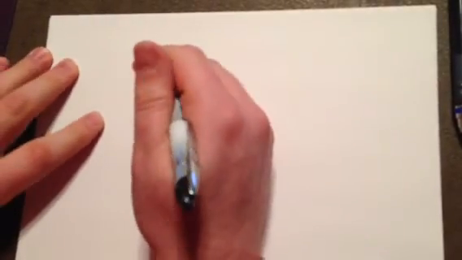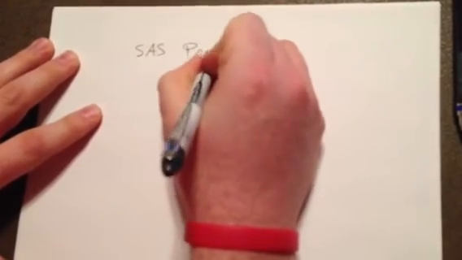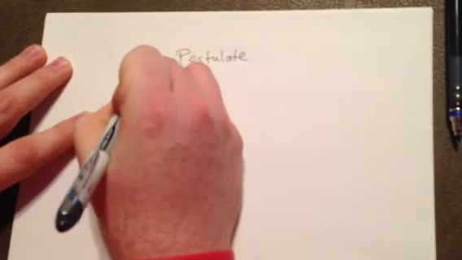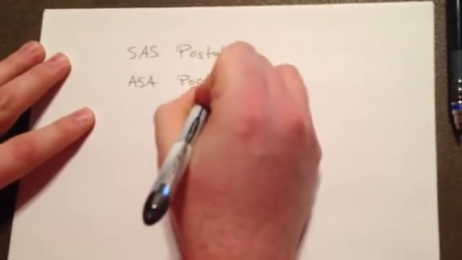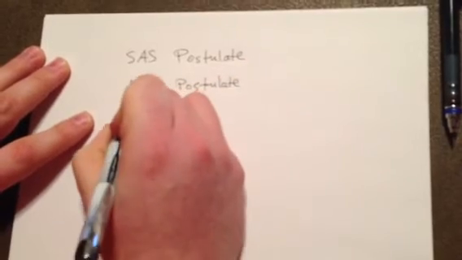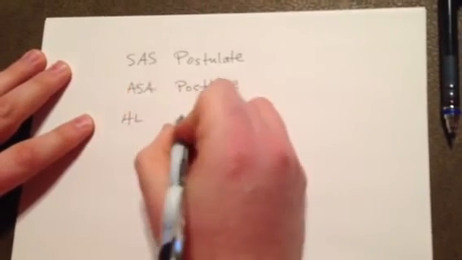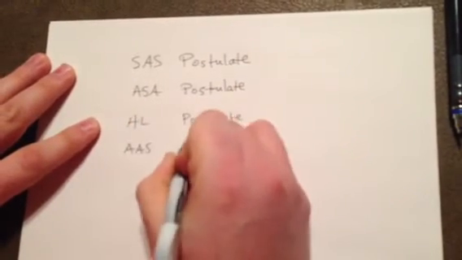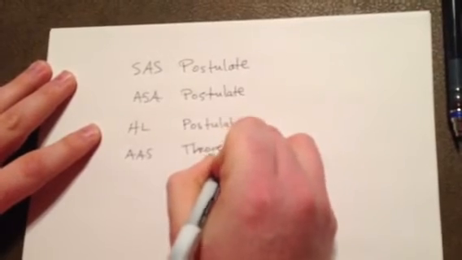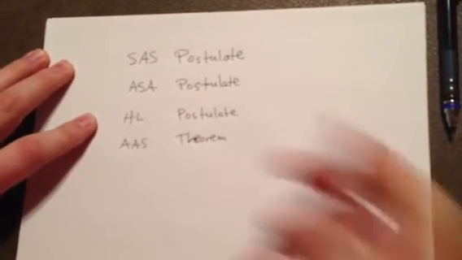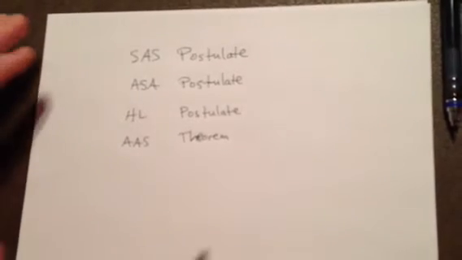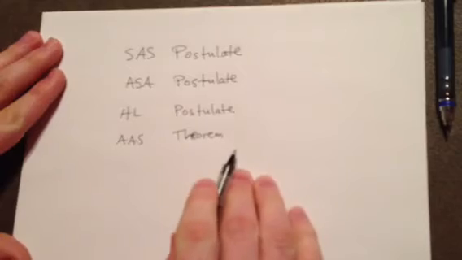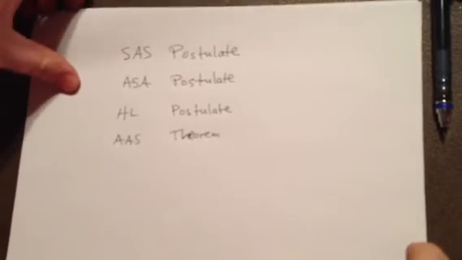Last thing before we move on, if we have side, angle, side, this is a postulate. It's always true. Angle, side, angle is also a postulate. Always true. Hypotenuse leg is a postulate. Always true, but angle, angle, side is a theorem. It is always true as well, but we have to prove it, whereas the rest, it's easily proven. We use other theorems and postulates that we've used in the past to prove that those are congruent.